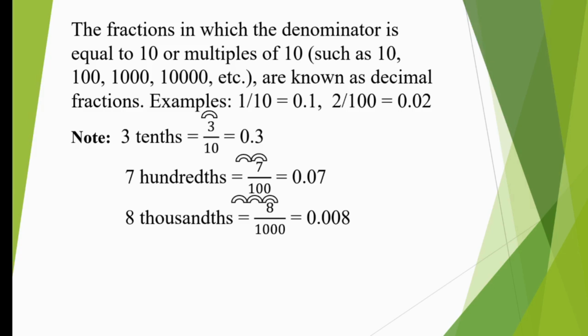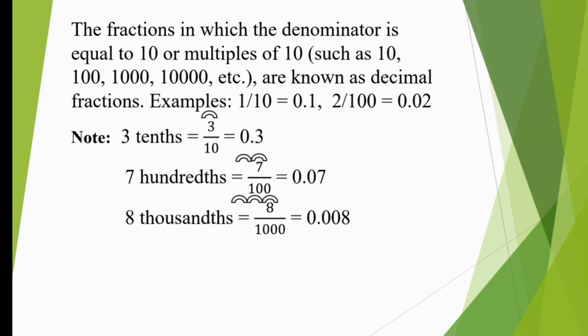7 hundredths is equal to 7 divided by 100. We move 2 digits to the left side, 7 and 0. Why did I do it? Because there is only 7 in the numerator. So I move 1 point to the left side, but there are two zeros in the denominator. To complete the other zero, I put 0 before 7. So it becomes 0.07. 8 thousandths is equal to 8 over 1000.